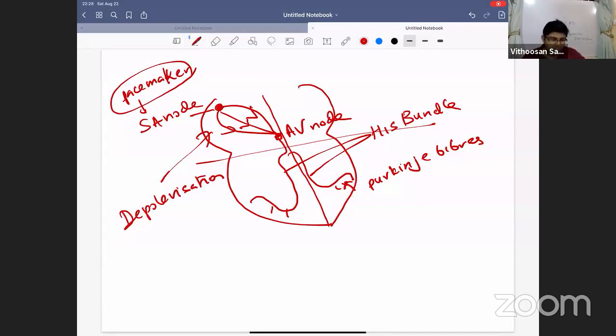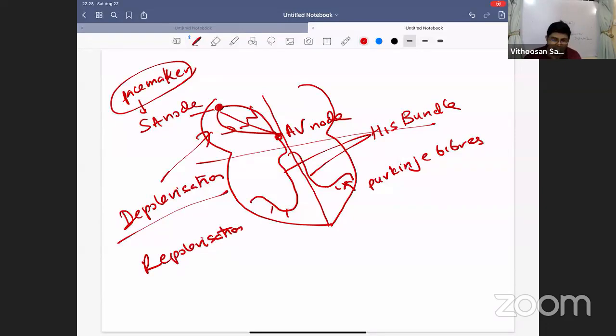Then the current will go through the AV node from the atria to the ventricle. So what is going to happen there? That is the depolarization of the ventricle. Then the heart will repolarize and come back to the normal state.